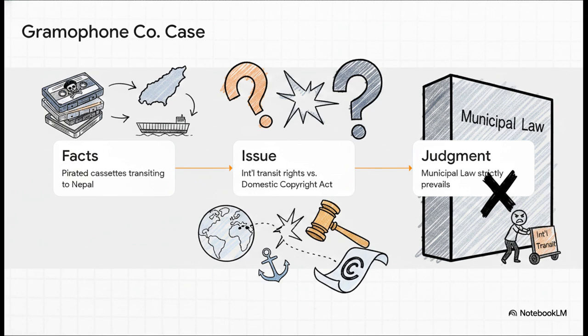So a massive consignment of pirated audiocassettes was being shipped from Taiwan to Nepal, and it was transiting straight through the port of Calcutta in India. The appellant tried to use the Domestic Indian Copyright Act to seize the pirated goods, but the respondent fired back, arguing that under international conventions, landlocked states like Nepal have an absolute right to uninterrupted transit, meaning domestic copyright laws couldn't block the passage. It's a perfect clash of the two legal worlds.